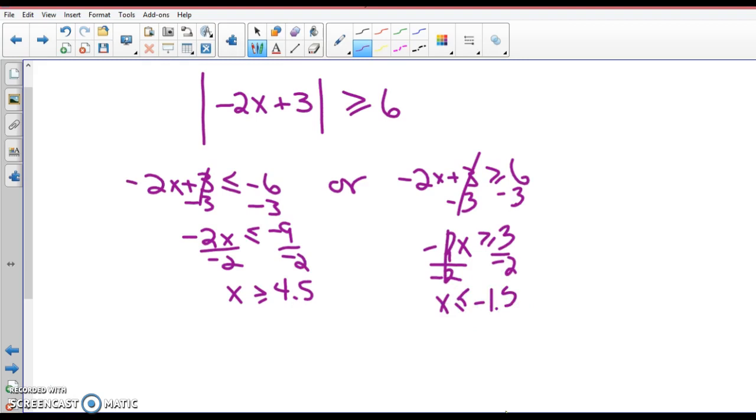Now, look how awesome this is. Here's negative 1.5. Here's 4.5. X is greater than or equal to 4.5. Solid circle, shaded right. X is less than or equal to negative 1.5. Still goes out. But the one that you expected to be the bottom actually becomes the top. And the one that you expected to be the top actually becomes the bottom. So what's that?